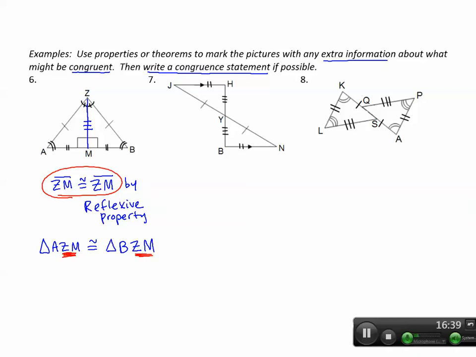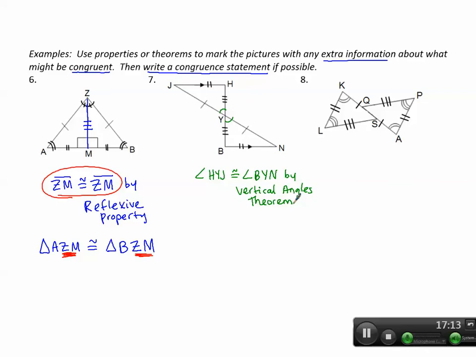Let's take a look at the next one. Because I have intersecting lines, I know that these angles are congruent. These are my vertical angles. So I'm going to say angle HYJ is congruent to angle BYN, and that's by the vertical angles congruence theorem.